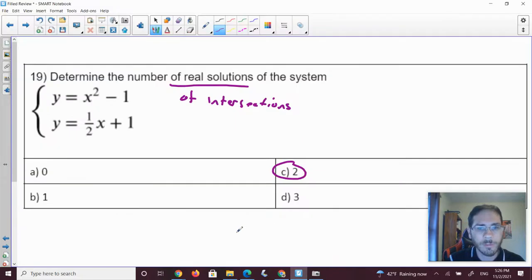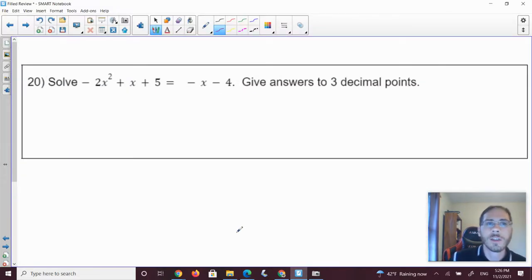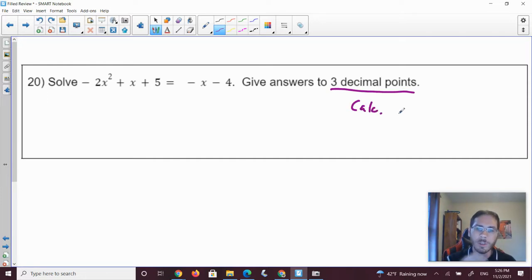All right, final question then. Solve this. Negative 2x squared plus x plus 5 equals negative x minus 4. Give answers to 3 decimal points. So that right here where it says give answers to 3 decimal points, that's a good hint that this is a calculator question, because an exact answer would be where you want to give a fraction. In this case, we don't have a fraction. We want to do 3 decimals, so it's a good one to just solve by graphing.